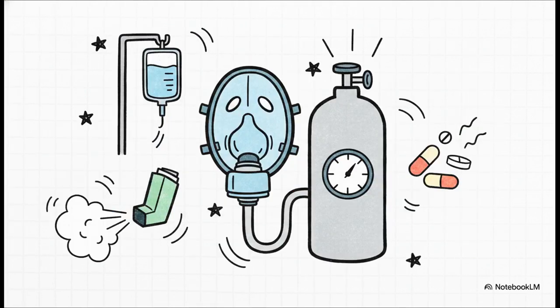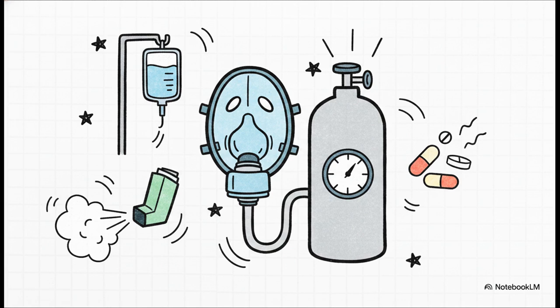Now, what if that COPD patient comes crashing into the ER with an acute exacerbation? Maybe they're showing cyanosis and heavily using accessory muscles to breathe. Your immediate protocol here relies heavily on short-acting bronchodilators. Think an anticholinergic like ipratropium paired with a short-acting beta agonist, or SABA, like albuterol.